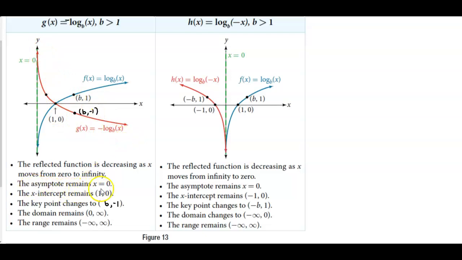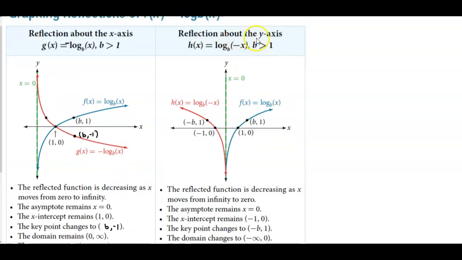The asymptote remains x equals 0. The x-intercept remains (1, 0). The key point changes to (b, negative 1). The domain remains 0 to infinity, and the range remains negative infinity to positive infinity.